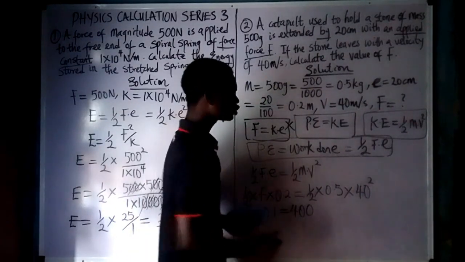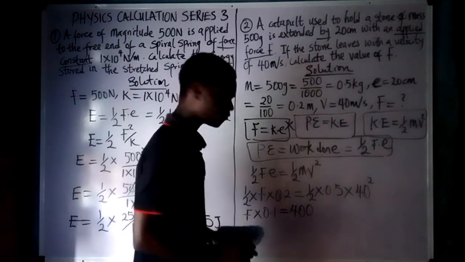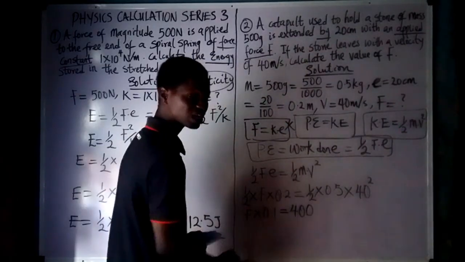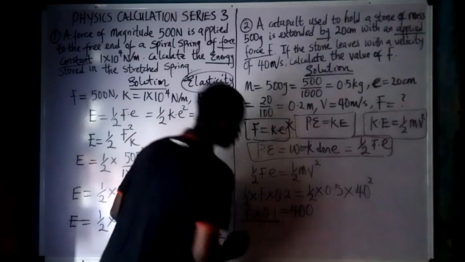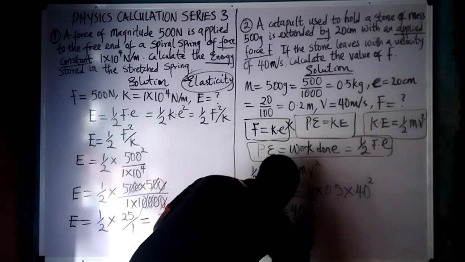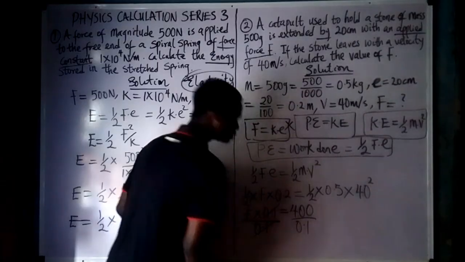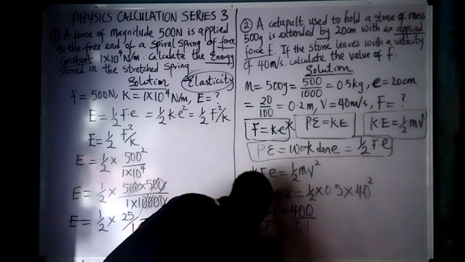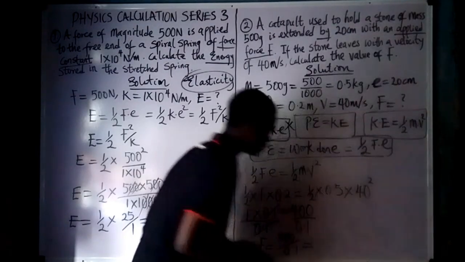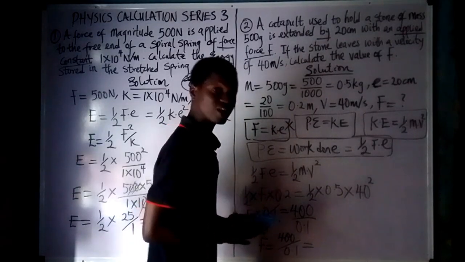Now mind you, we are asked to look for F. So we are not going to stop here, is it not? How do we now get our F from this very point? Because you have F times 0.1 on this side, the best thing to do is to divide both sides by what is attached to F, and that is 0.1. So over 0.1, over 0.1. Now watch what will now happen. 0.1 here will cancel 0.1 here. So F will be equals to what? 400 over 0.1. And let's see what that will give us. 400 divided by 0.1 gives us 4,000.